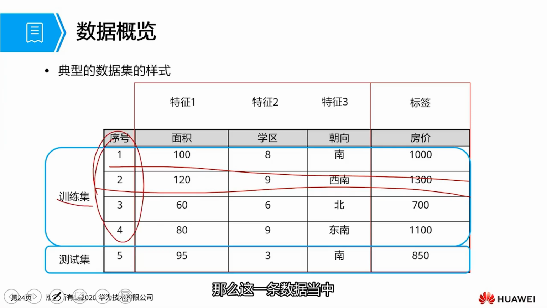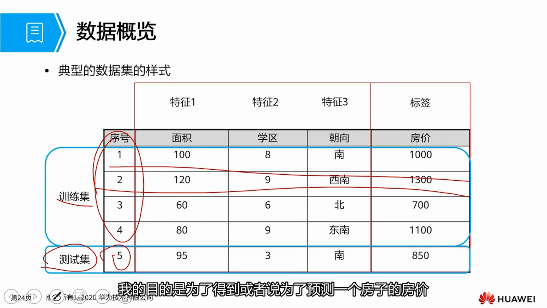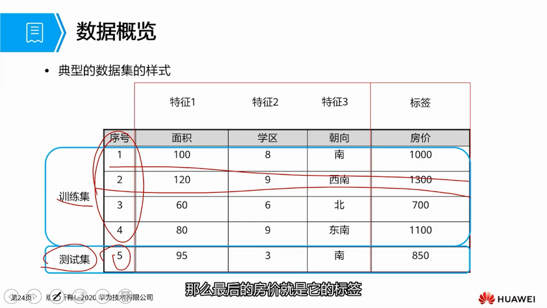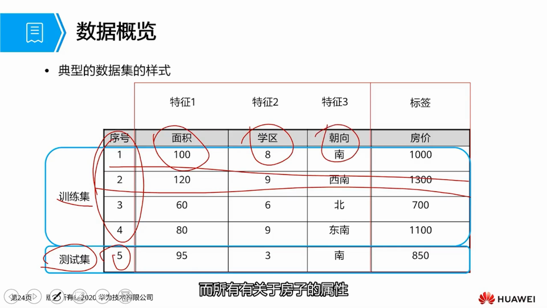In this data, it may have the area, school district, orientation, and final house price, so I might consider area, school district, and orientation as its three features. My goal is to obtain, or rather to predict, the price of a house. So the final house price is its label, and all the properties related to this house, its area, whether it's in the school district or not, and no matter which direction it faces, all of these serve as its features.